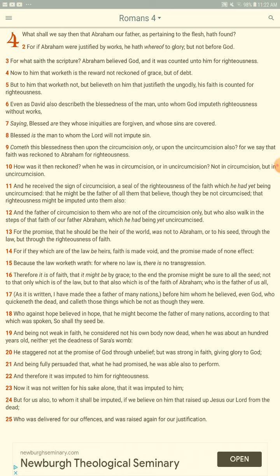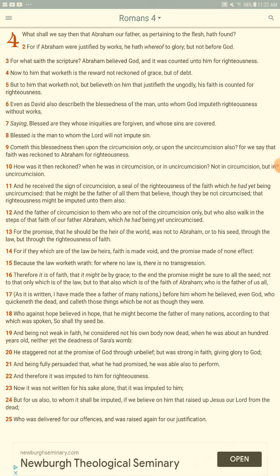Therefore it is of faith that it might be by grace, to the end that the promise might be sure to all the seed, not to that only which is of the law, but to that also which is of the faith of Abraham, who is the father of us all. So pretty much the saying is, Yahweh came so that everybody that was an Israelite could receive the covenant and the promises, all right? Because the people that were living outside the law wouldn't have been allowed back in if Yahweh hadn't let them back in.